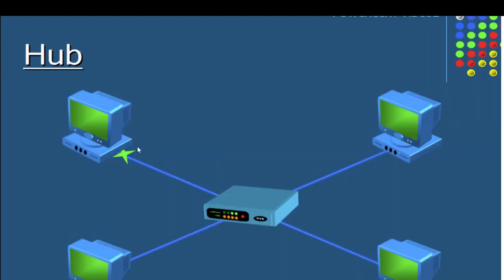I can explain this with another example. If this computer wants to communicate with this computer, and this computer is sending one data and this computer is supposed to receive it, because of the hub, this data is going to all these computers, and it's making unnecessary traffic and also bandwidth wastage.